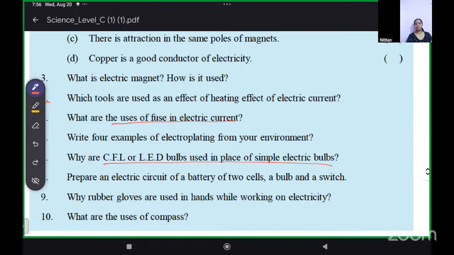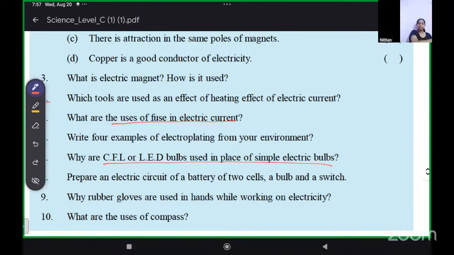My last question. What are the uses of a compass? Ma'am, compasses are used for location, right? Yes, to find direction. What else? Ma'am, they are also used in ships and planes, because out there there's no Wi-Fi. Okay, so those are the uses of a compass.